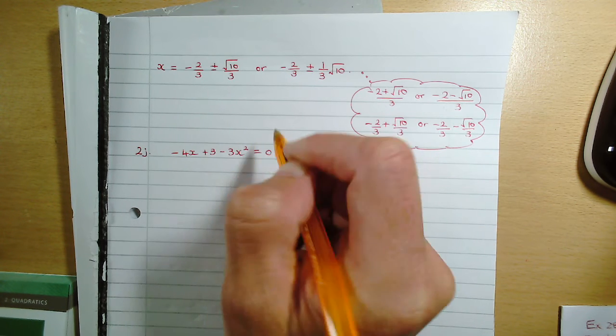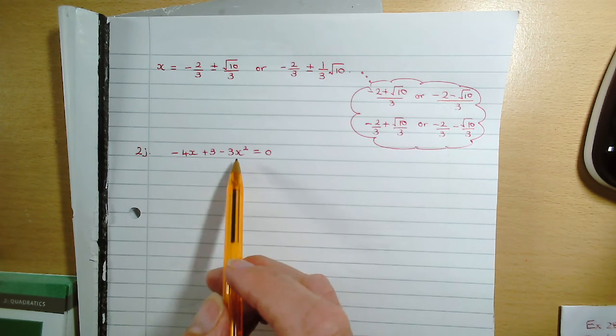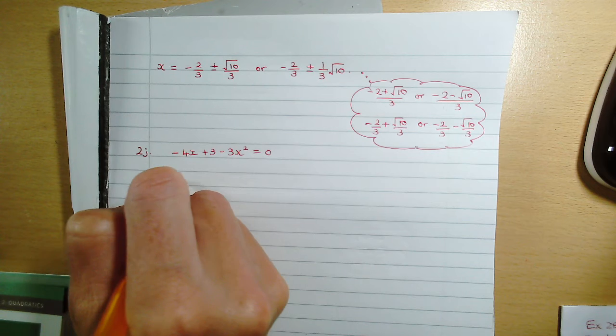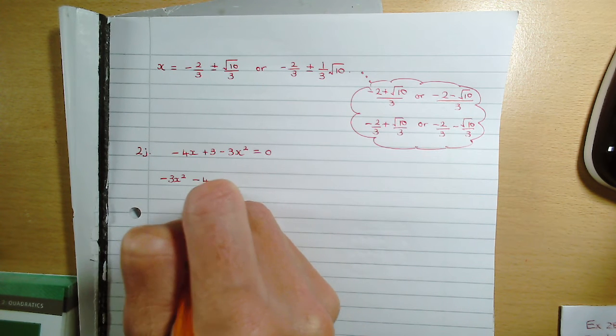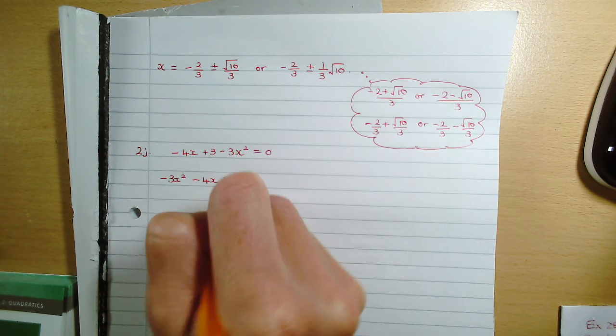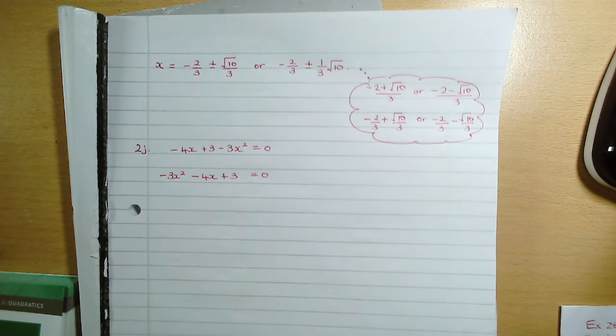So again, you have to reorder this here. Get the x squared term first on the non-zero side. So minus 3x squared. Then we've got minus 4x. Then we've got positive 3, and that's equal to 0. So you've got a quadratic equation.